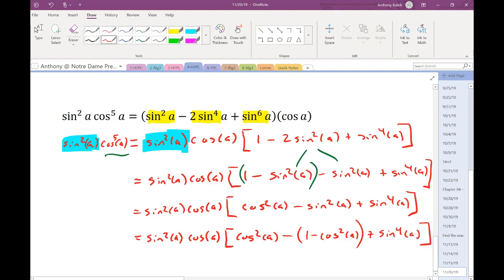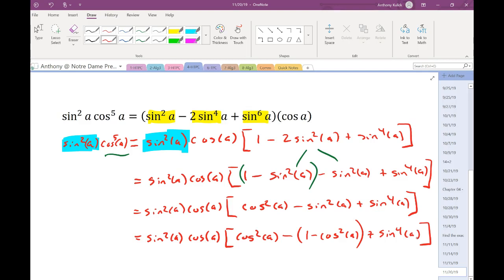Everybody's okay with that? Now, normally I probably wouldn't want to do that. But what do I know this big piece inside the bracket has to turn into? Has to turn into cosine to the fourth somehow, right? So even though I took sine squared and turned it into something more complicated, 1 minus cosine squared, I'm pretty confident that that's going to be a good idea because I need to somehow turn all these sines into cosines. Does everybody kind of buy that rationale?